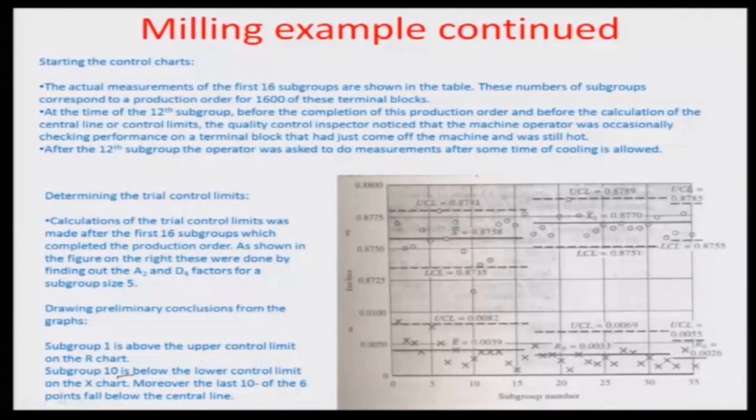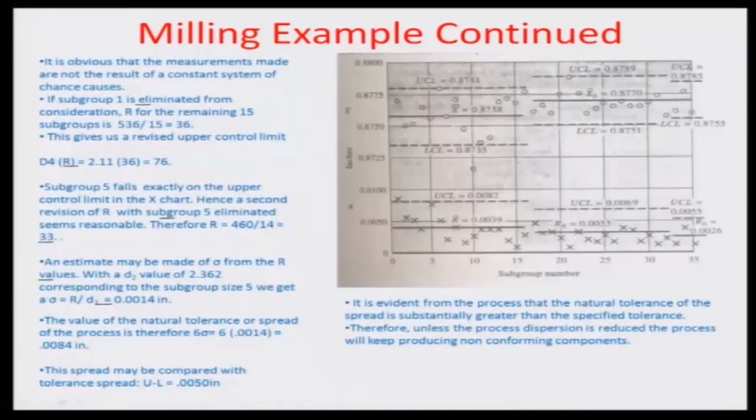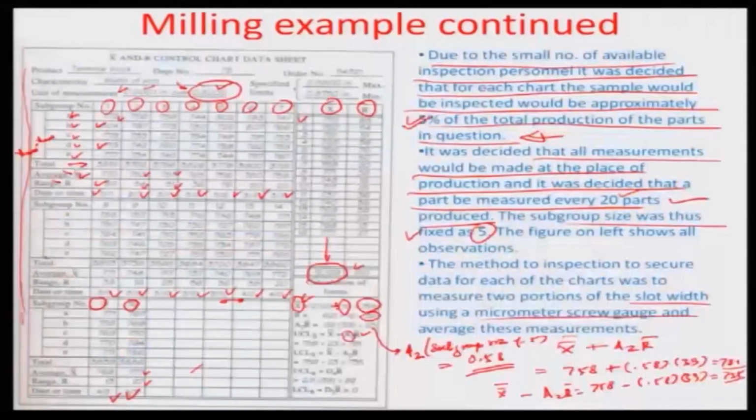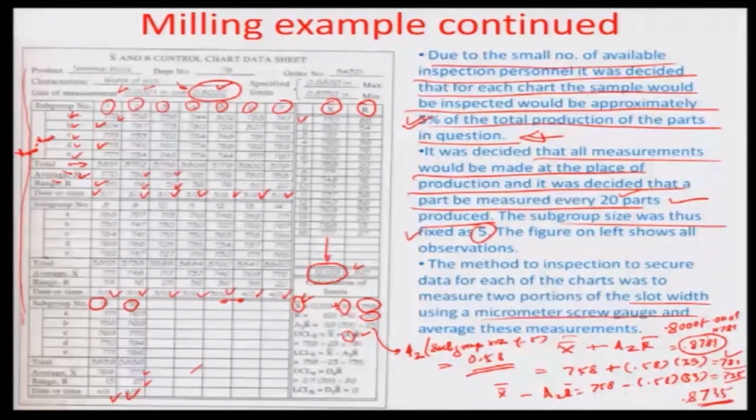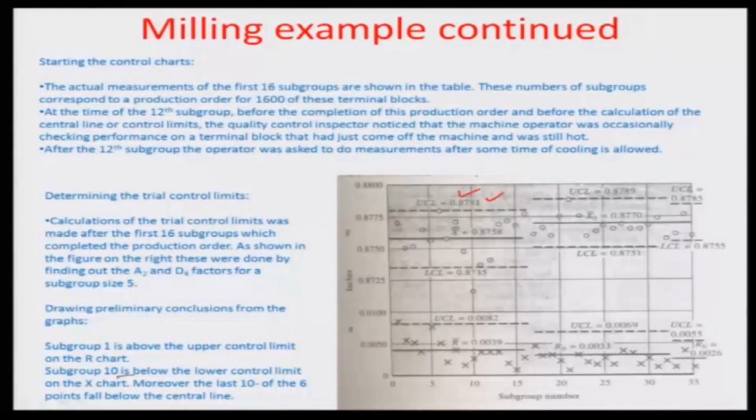So, the limits: 0.8781 is a transformation of the upper limit obtained here, 781. Basically it is over and above 0.8000, multiplied by 0.0001 times 781. This is the transformation. So, 0.8781 is the upper limit, and similarly 0.8735 is the lower limit. That is how you have plotted both the lines here, 0.8781 and 0.8735, and obviously the central line corresponds to the mean of means, that is x double bar, 0.8758.